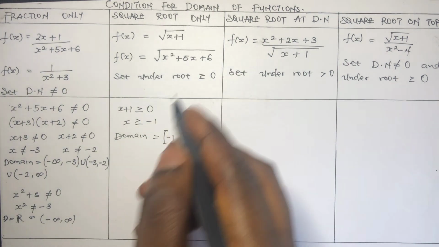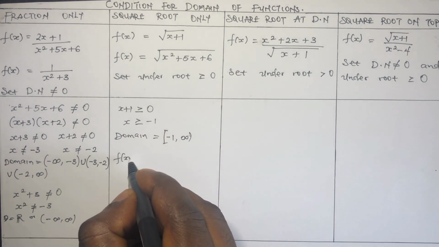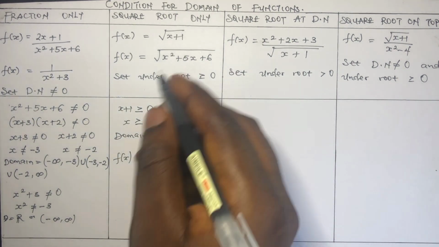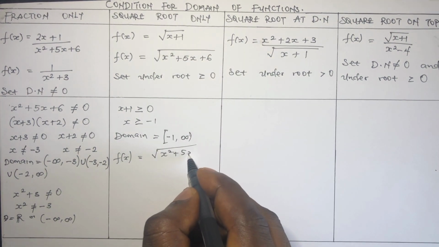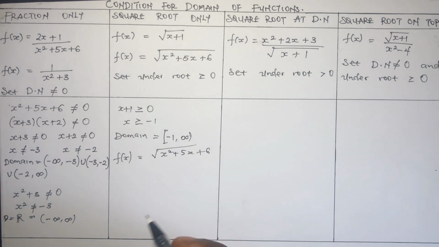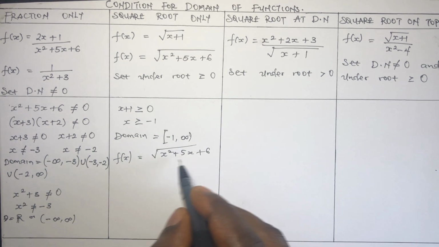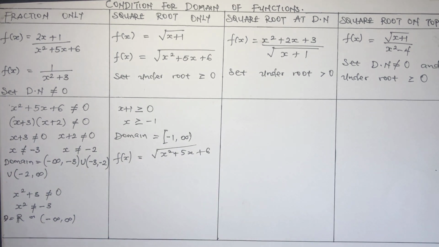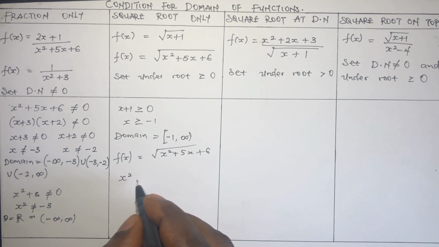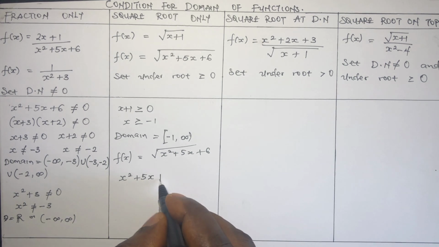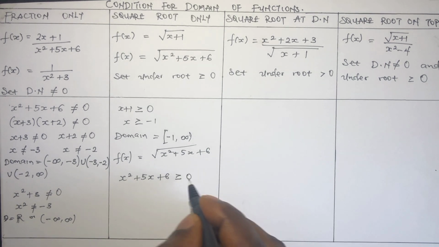So for the second function, we have f of x equal to root of x squared plus 5x plus 6. We are going to set everything under this root greater than or equal to 0. So we have that x squared plus 5x plus 6 should be greater than or equal to 0.